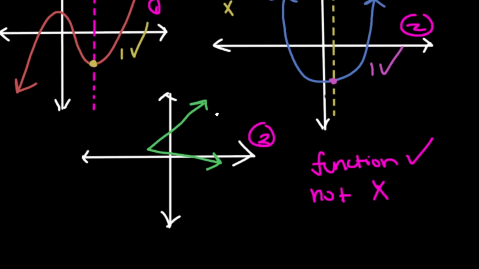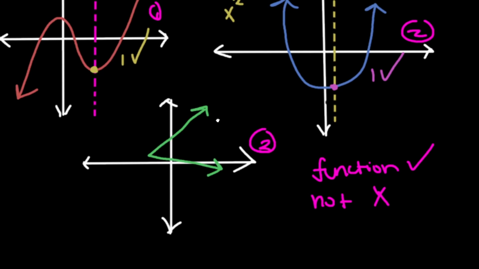The last one is a little weird graph that maybe you wouldn't see every day. Let's put a vertical line right through it right here, and let's make it a dotted line, just like all the other ones. And now we can see that it hits the graph here once, right here, and hits the graph here once.